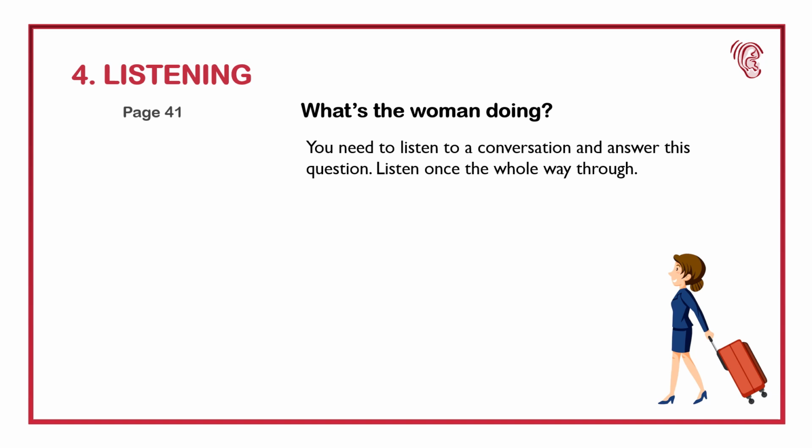For this section, you need to listen to track 5.15 first and answer the question, what's the woman doing? Please listen once the whole way through, meaning don't stop or pause in the middle, and answer the question. When you're done, we will look at the answer. What's the woman doing? The answer is, she's checking in at a hotel.